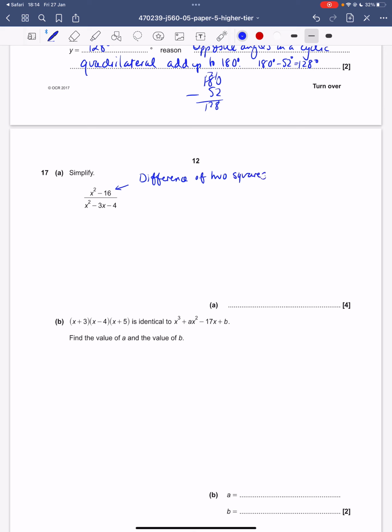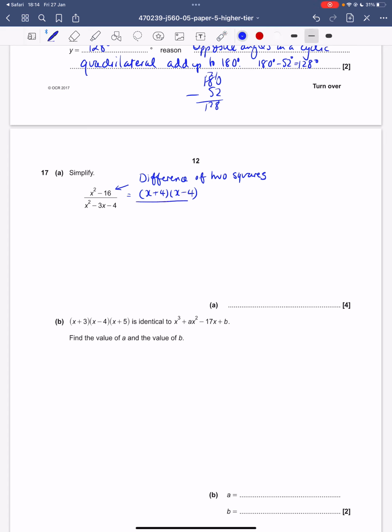Okay, because it is x squared, and its difference is minus, so there's a square. 16 is 4 squared, and it's a difference because it's a minus. So it's going to be x plus 4, x minus 4. If it's the difference of two squares, it's x, the first letter, plus the square root of the number times x minus the square root of the number. You can just write it straight out like that. The square root of 16 is 4, so it's x plus 4, x minus 4.